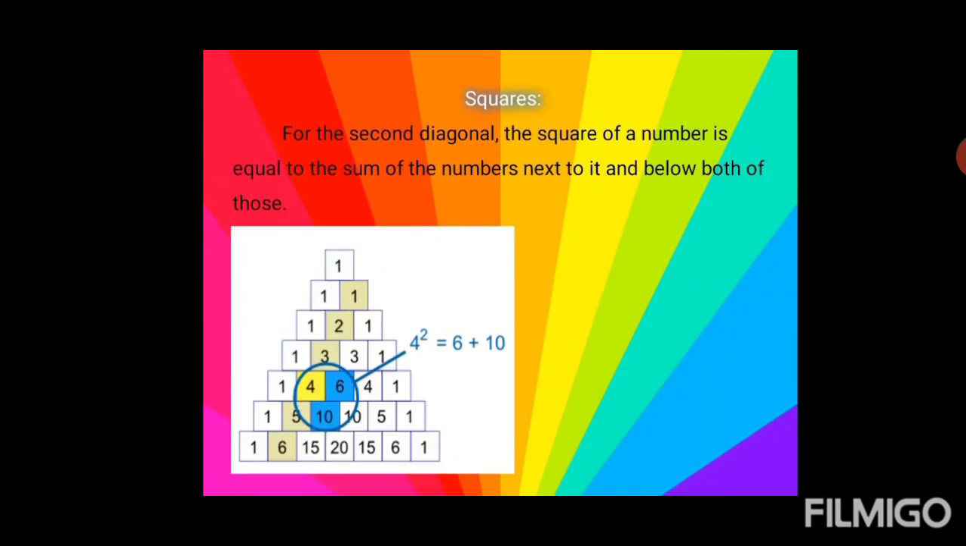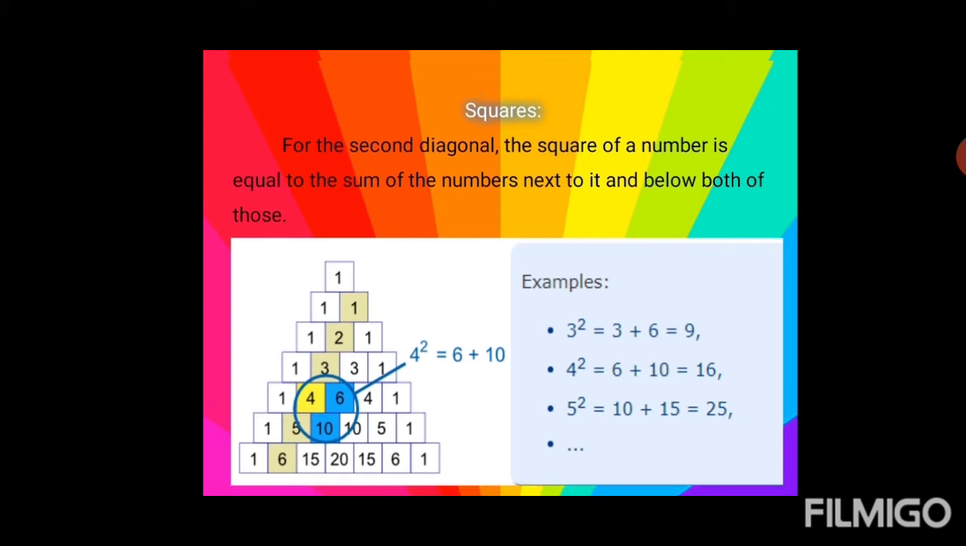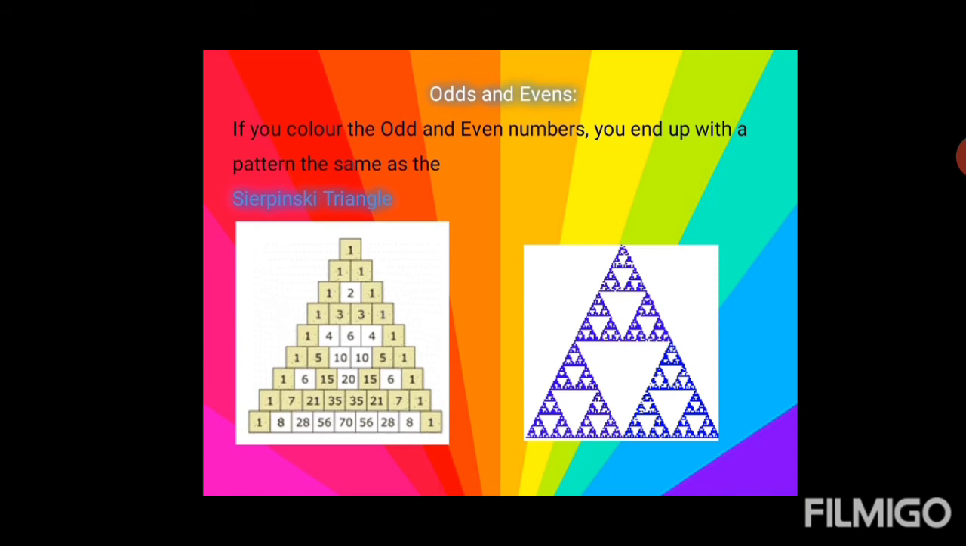Next one is square. For the second diagonal, the square of numbers equal to the sum of the numbers next to it and below both of these. For example, 4 squared equal to 6 plus 10, 3 squared equal to 3 plus 6, 5 squared equal to 10 plus 15. Next, odds and evens. If you color the odd and even numbers, you end up with a pattern the same as Sierpinski triangle. See, this looks like a Sierpinski triangle.